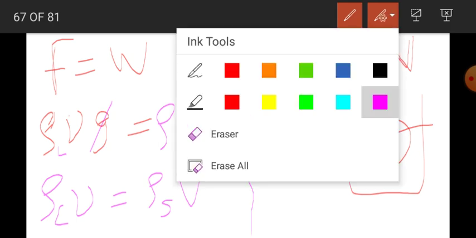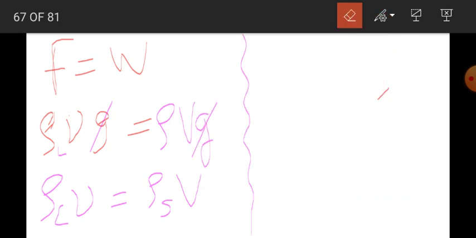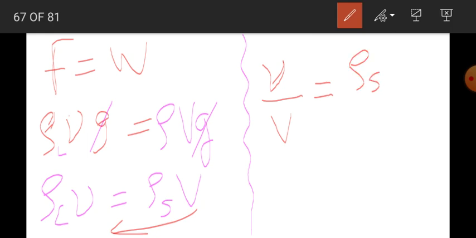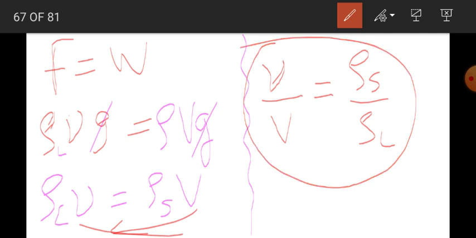If I arrange this equation, I erase this. It will be like small volume, and we bring this over here: capital volume, on this side density of the solid, and density of the liquid will go into the numerator. So this equation tells you how much portion of the solid is immersed in the liquid. This is according to the principle of flotation.